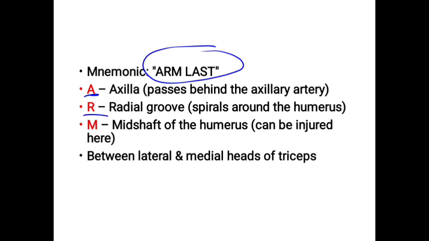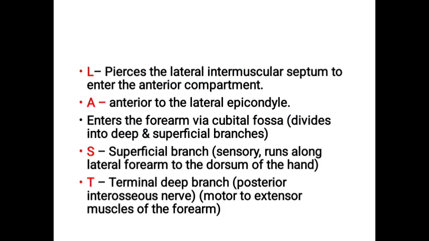Then R is radial groove. The radial groove spirals around the humerus in the mid shaft. So this is where the radial groove is located, in the mid shaft. Then it's between the lateral and the medial head of the triceps. Now it pierces, L for lateral intermuscular septum. It pierces the lateral intermuscular septum to enter the anterior compartment.